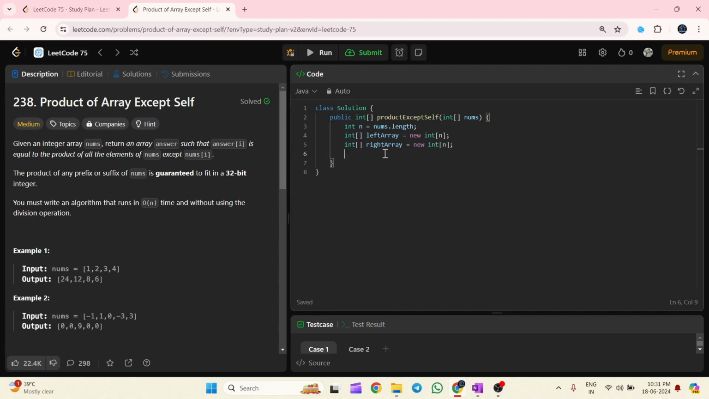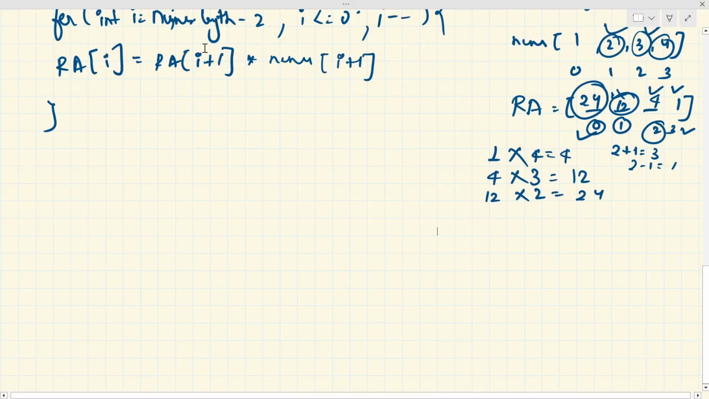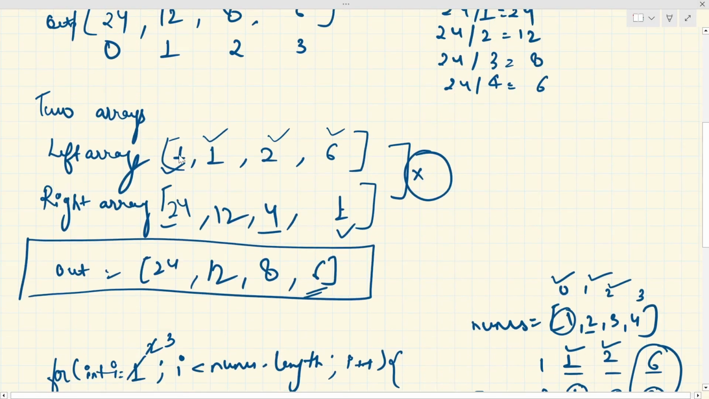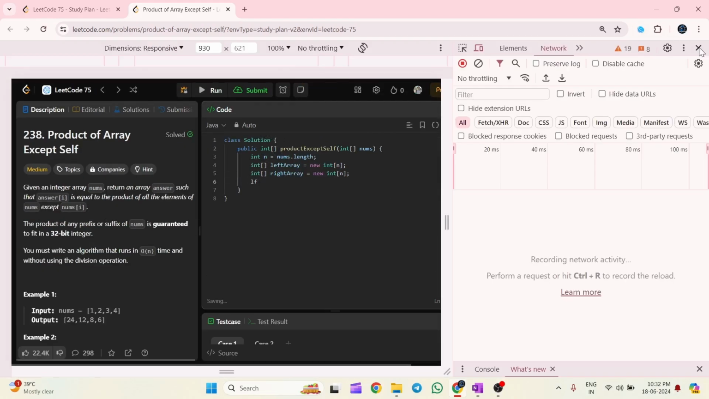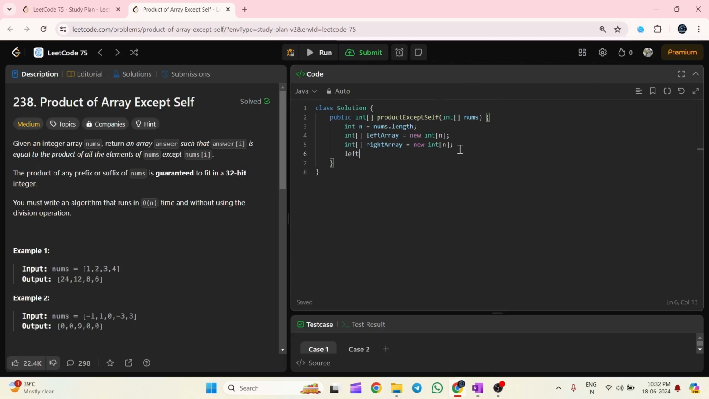Now after that, we have to initialize the left array's first value, because with the help of this I can calculate the other things, and the right array's last value, which is 1. So how do we do this? Left array 0 index is equal to 1, and right array n minus 1 index is equal to 1. Okay, so we declare the indexing of the left and right arrays.